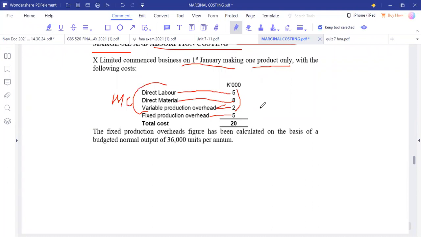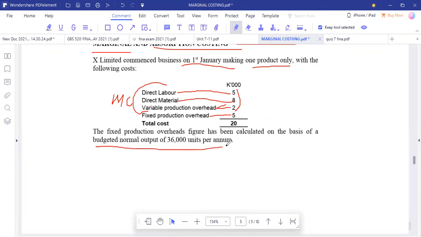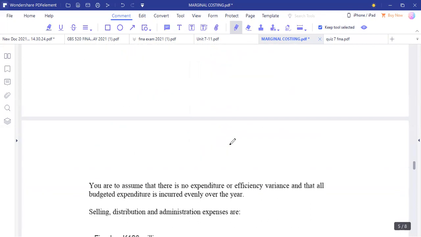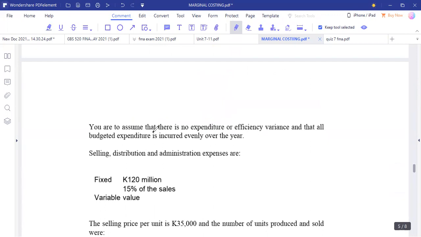We have those. The fixed production overhead figure has been calculated on the basis of the budgeted normal output. So this is the budgeted normal output of 36,000 units per annum, which is per year. So we can divide that 36,000 by 12 to find what would be per month, if you put it into the question. And then they're saying you have to assume that there is no expenditure or efficiency variance, and that all budgeted expenditure is incurred evenly over the year.